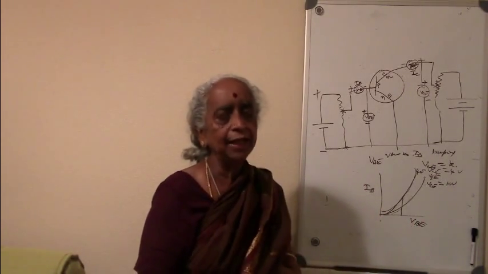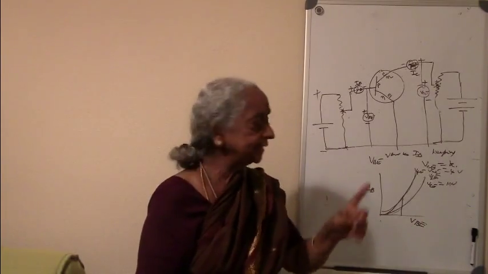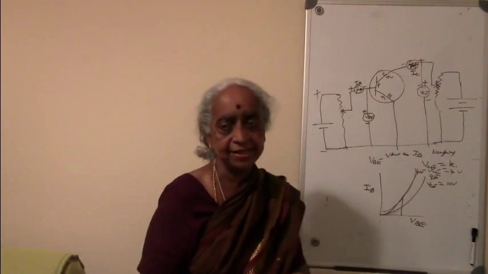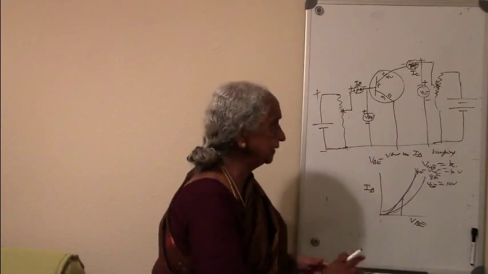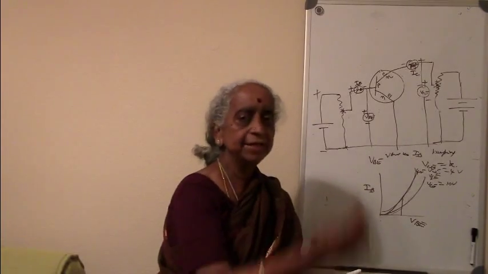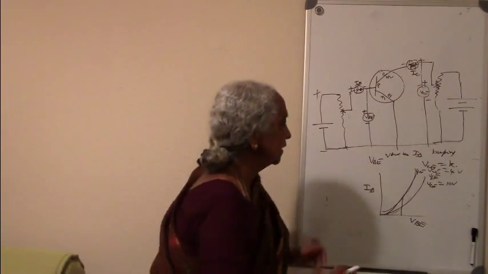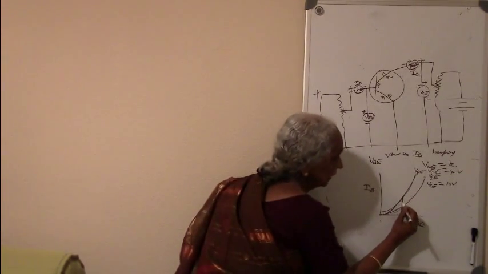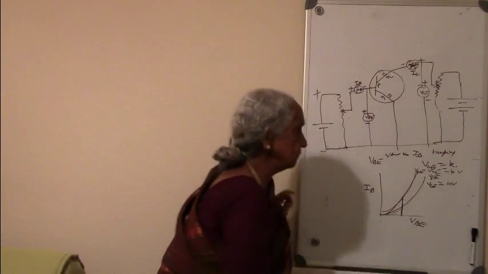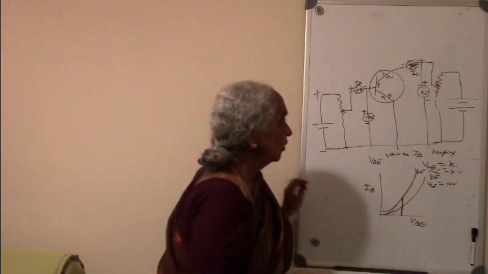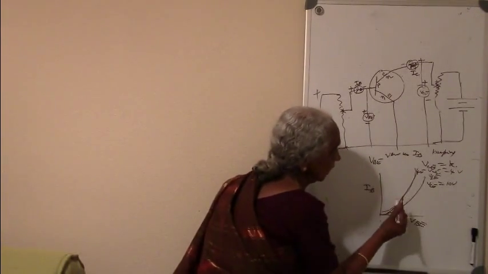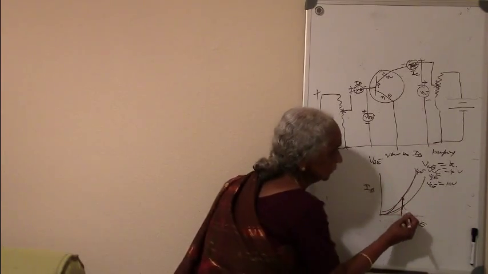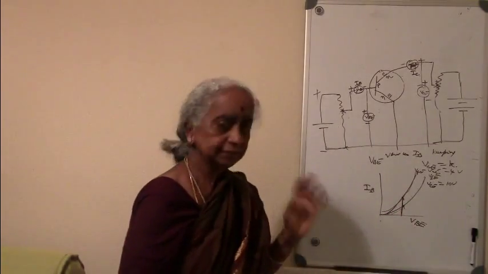IC plus IB will be equal to IE. So the greater the IC, the lesser will be my IB, and therefore for a greater VCE I find that IB will come down. So for the upper curve the Y coordinate will be greater, and here the Y coordinate will be lesser. This is how you get it.